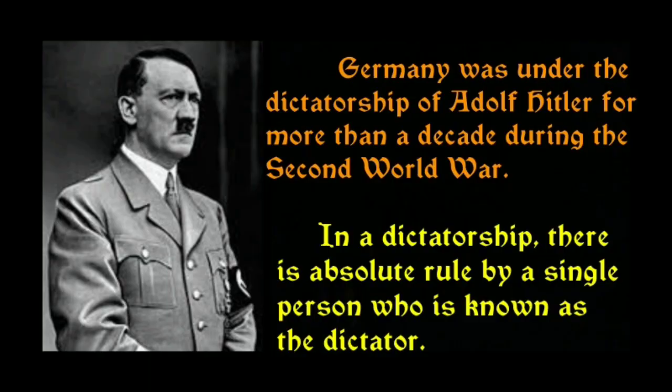Germany was under the dictatorship of Adolf Hitler for more than a decade during the Second World War. In a dictatorship, there is absolute rule by a single person who is known as the dictator.